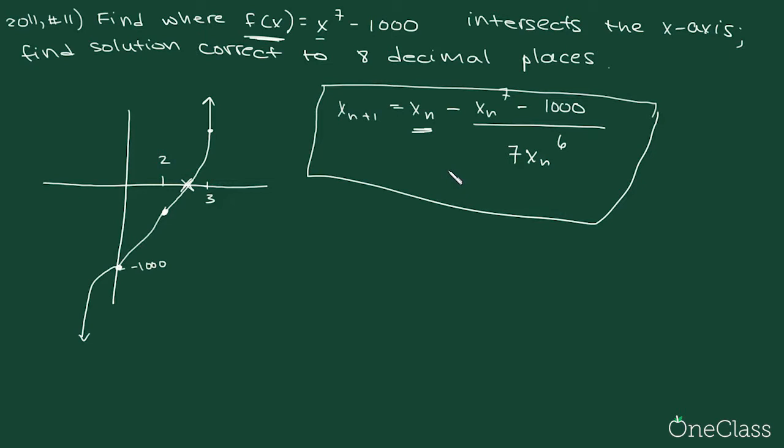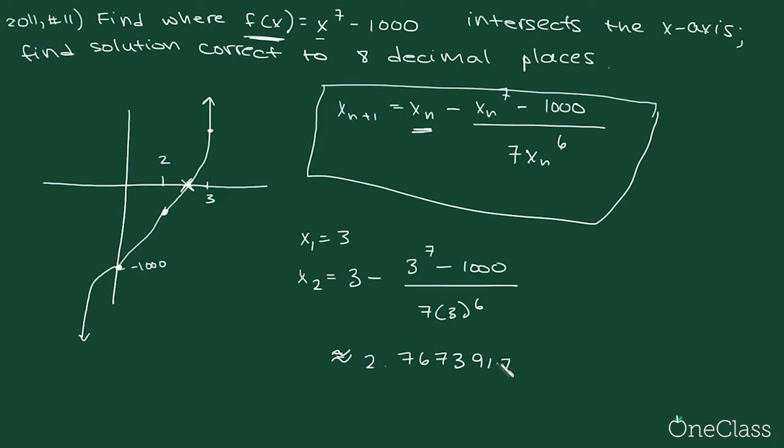Alright, so now we can pick a value for x1. Suppose we pick 3. It doesn't matter, you can choose either 3 or 2. It's not a big deal. If you go back to the previous slide, to get x2 we put 3 into all the values of x1 that we have. So we have 3 minus (3^7 minus 1000) divided by 7 times 3^6. To calculate this, you have to pull out a calculator and plug and chug. It's a bit tedious, but we have to do it. We wanted approximately 8 decimal places, so we get 2.767391773.